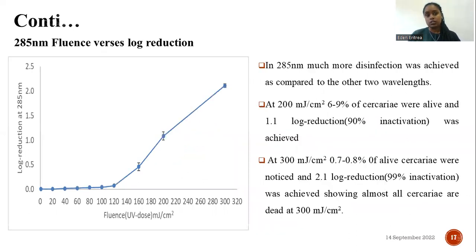And when we come to the last wavelength, that is 285 nanometer, it acted more efficiently than the other 2 wavelengths. At 200 millijoules per centimeter square, we found 1.1 log reduction, that is 90% inactivation. And at 300 millijoules per centimeter square, we found 2.1 log reduction, showing 99% inactivation, which shows that almost all Cercaria were dead at this UV dose or fluence.